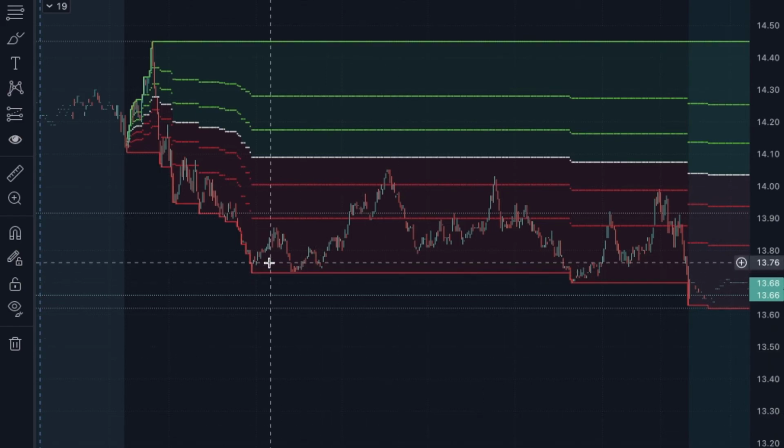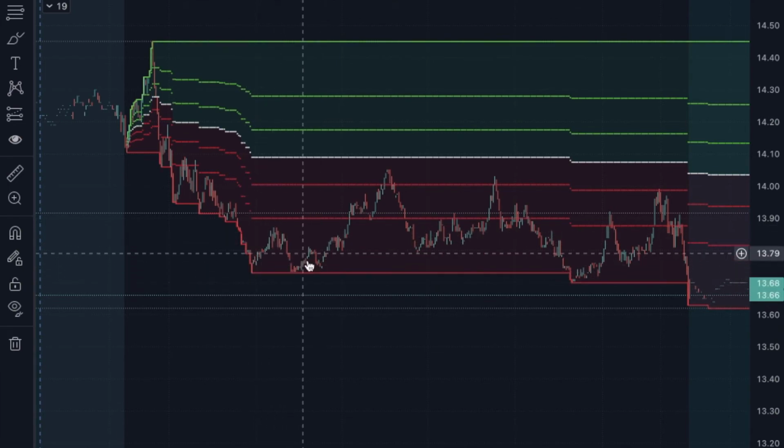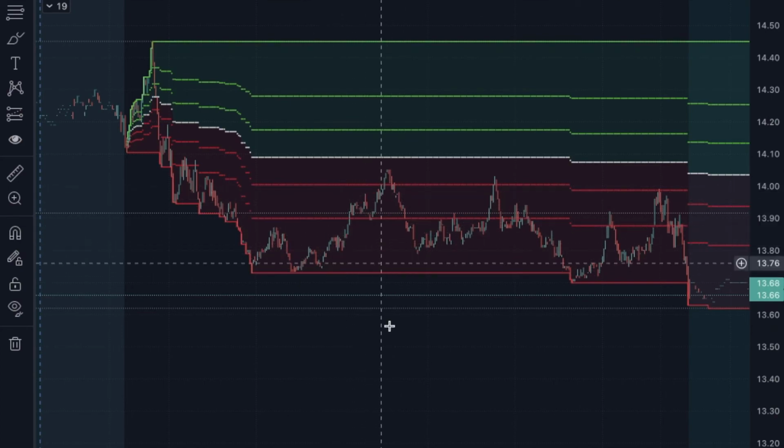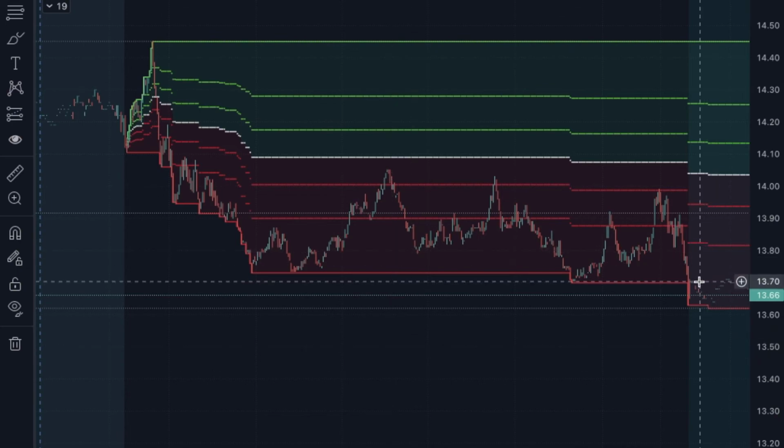So keep in mind that you could have also exited the trade over here around 11 o'clock or around 11:32. As you can see, it just bounces off this level again and then it goes up, but not a lot of people did. So that was the low of the day.